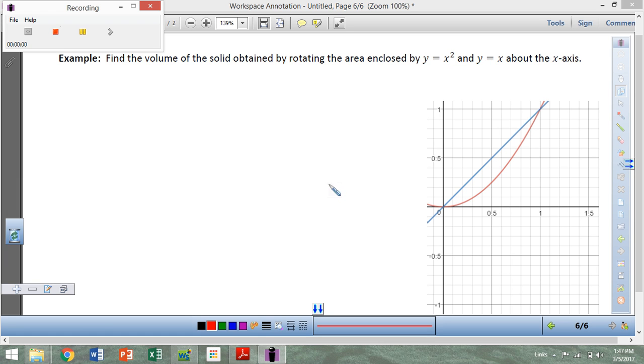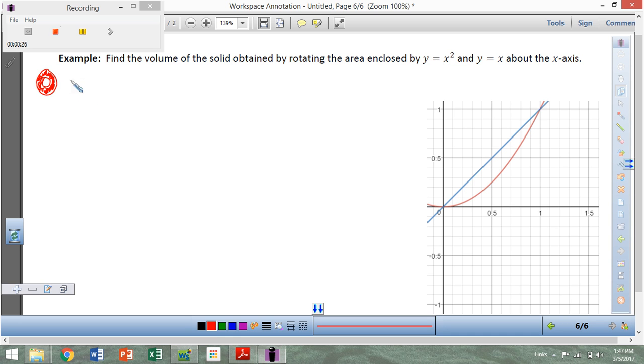Okay, in this video I'm going to talk about the washer method. The washer method is much like the disk method, but if you think about the area of a washer, a washer is just an object where I have a circle and then a circle missing on the inside of that. So that would be a washer.